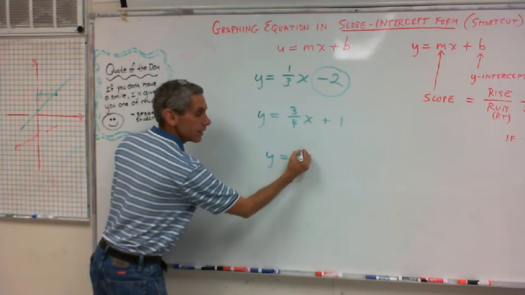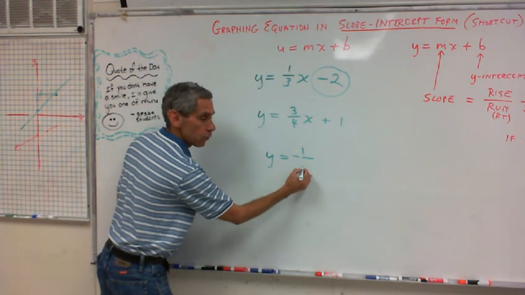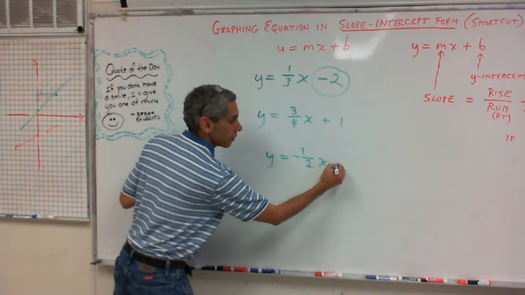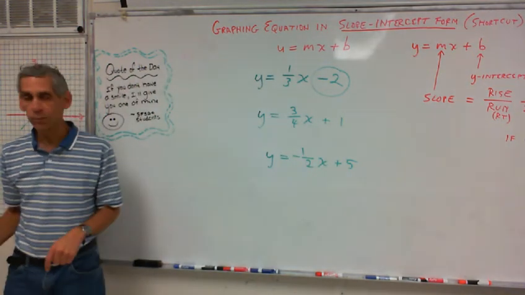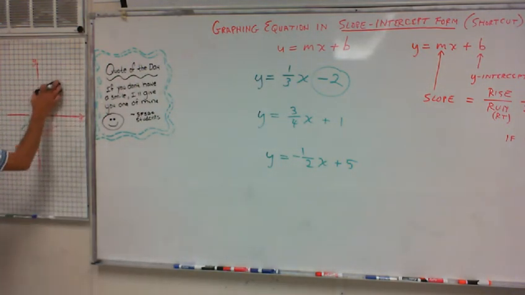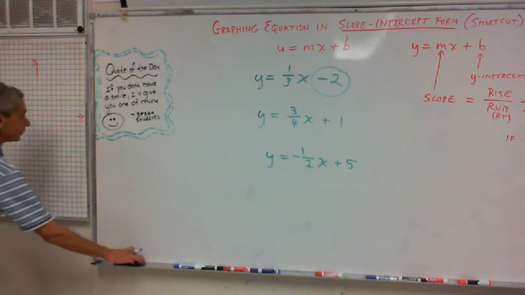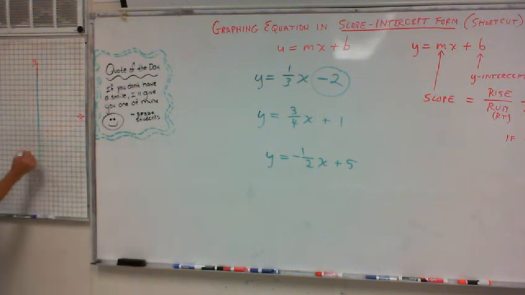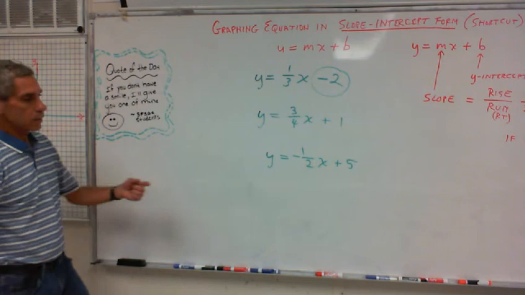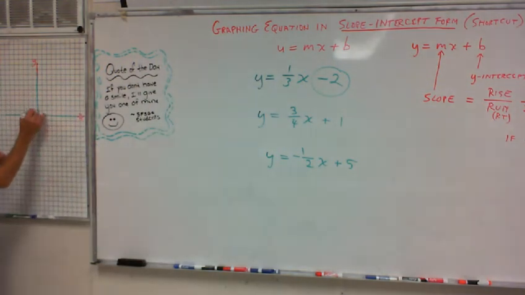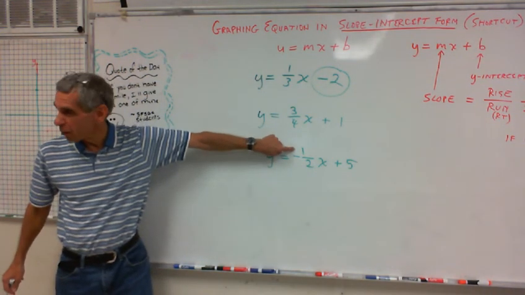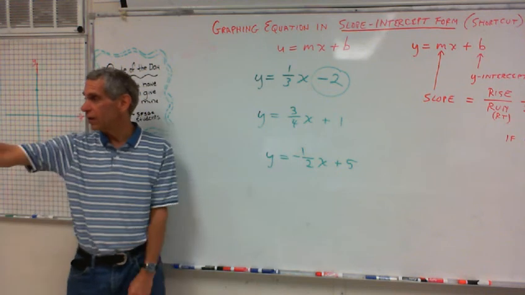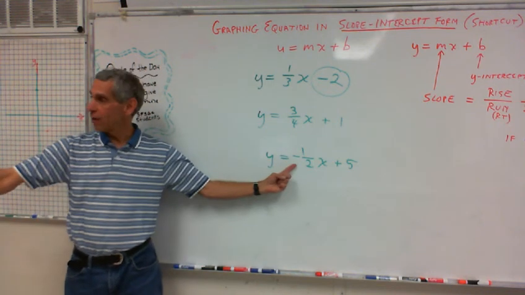Y is equal to negative 1/2 x plus 5. Negative 1/2 x plus 5. Immediately, I come over to my graph. It's plus 5. 1, 2, 3, 4, 5. And then I'm going to go down. I'm going to fall 1 and run to the right, because it's negative. It's got to be going down to the right.